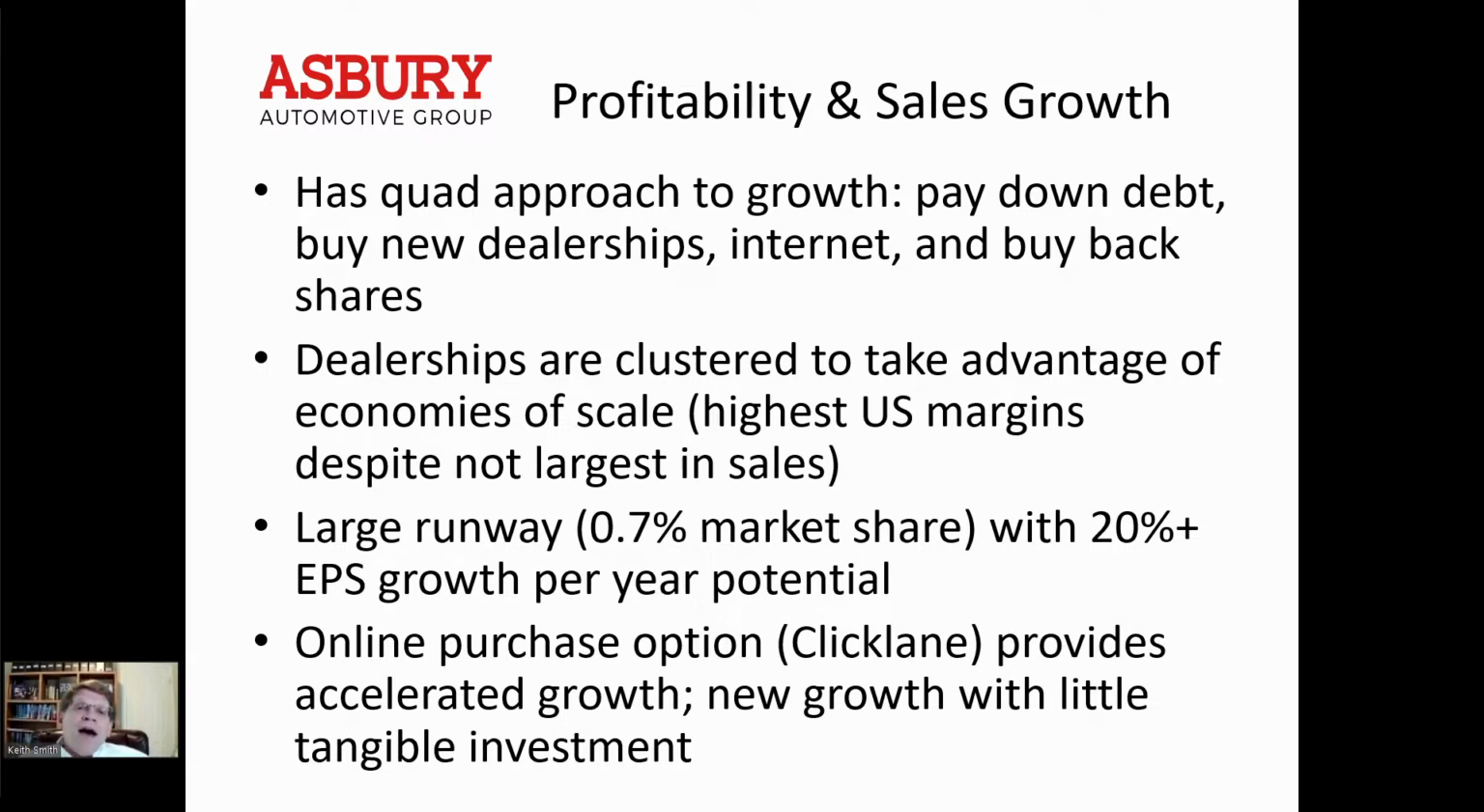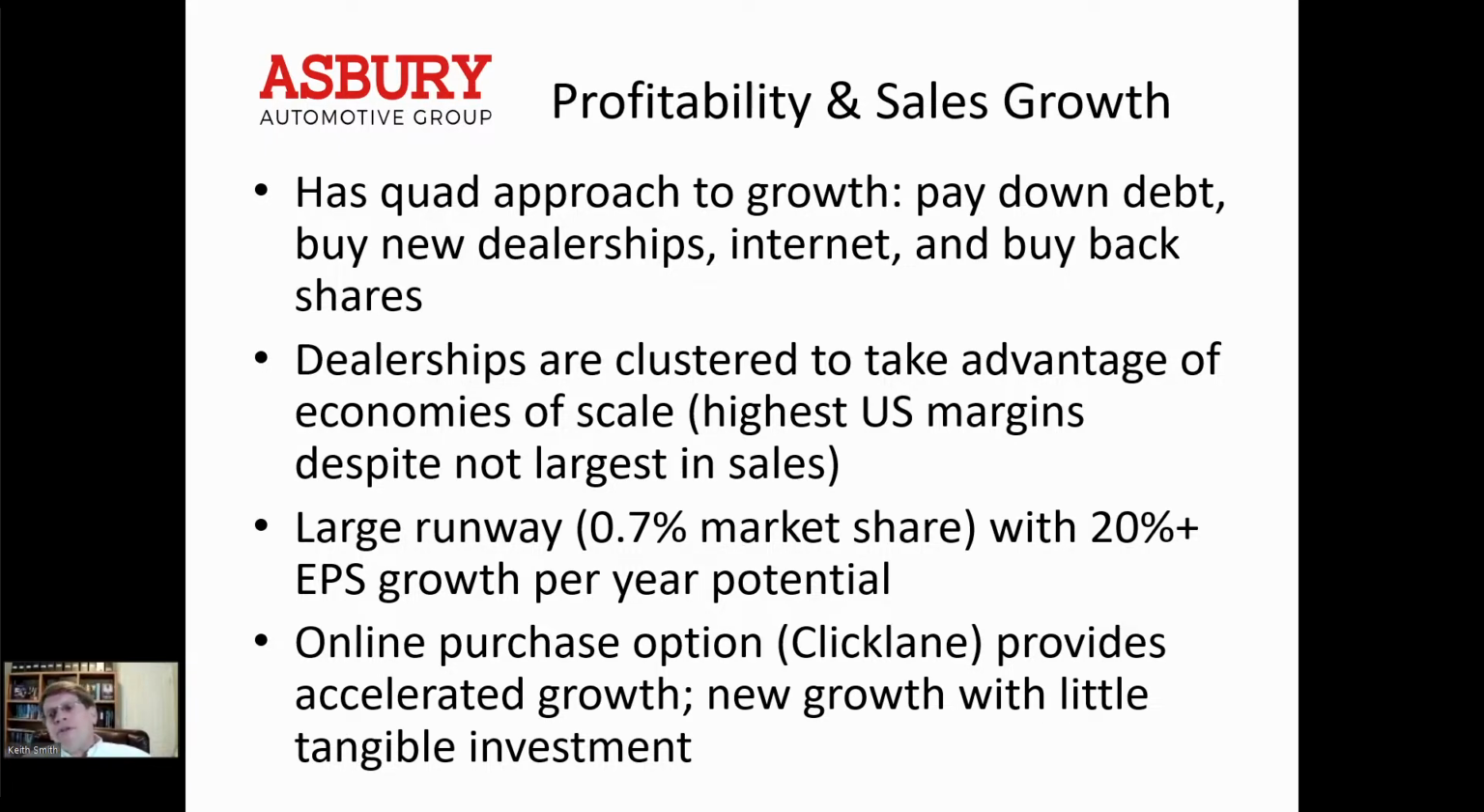In terms of how does it get there? How does it get this profitability and sales growth? They basically follow a 4-part approach. 3-part historically, internet's going to be new, but the approach has been to buy a dealership, pay down the debt with these new dealerships, buy back stock. And that overall LBO model has really helped them create a lot of growth. Now they've got internet, so they can add that to the mix of various ways to grow.